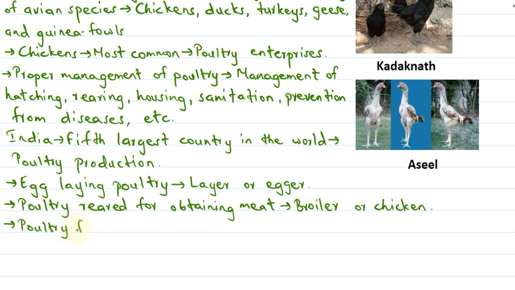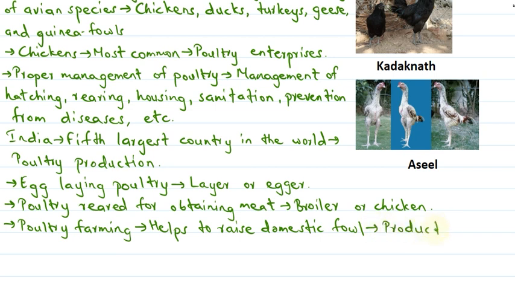So poultry farming, what does it help in? It helps to raise domestic fowl for the production of eggs and chicken meat. This is the main purpose of poultry farming.